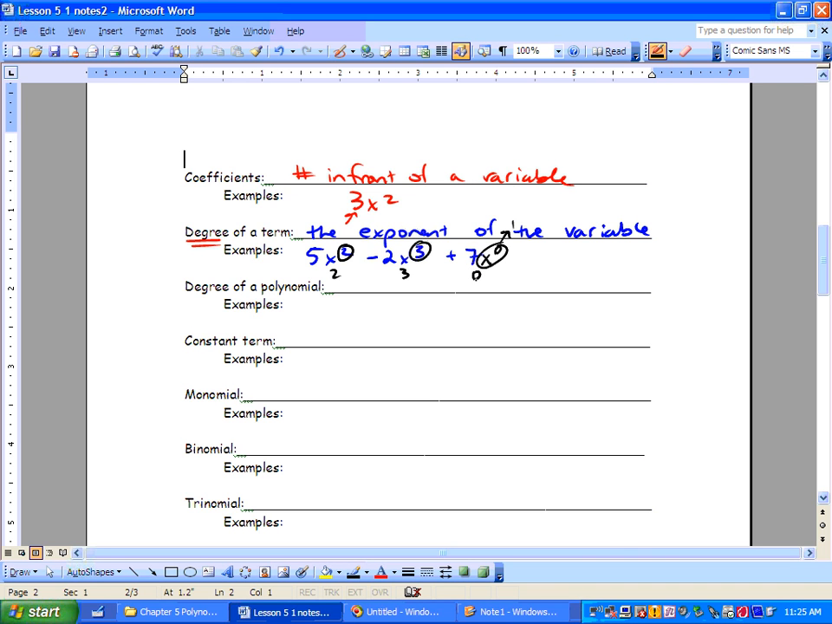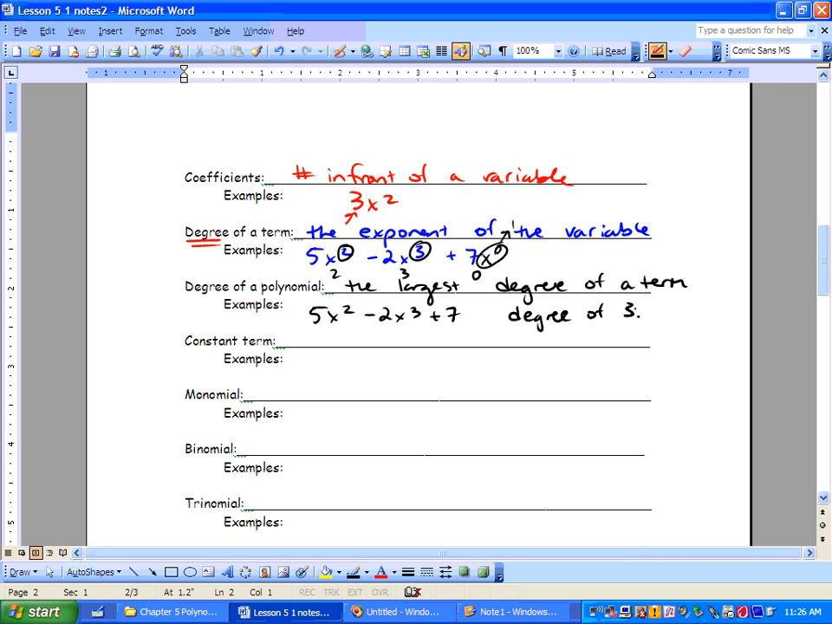All right. The degree of a polynomial is the largest degree of a term. So if we have the same thing as before, 5x squared minus 2x cubed plus 7, if we want to find the highest degree or the largest degree of a term, therefore the degree of the polynomial, we look for the term with the biggest exponent. So this is a degree of 3.